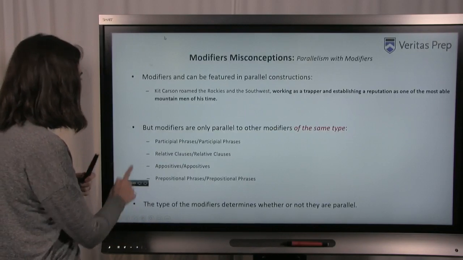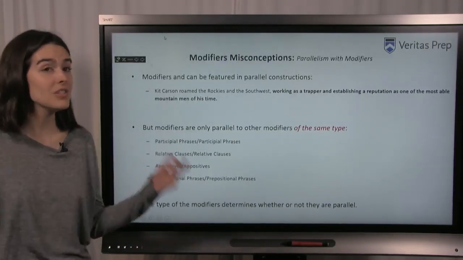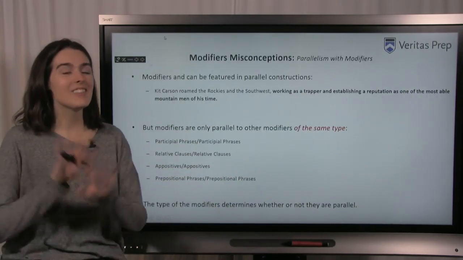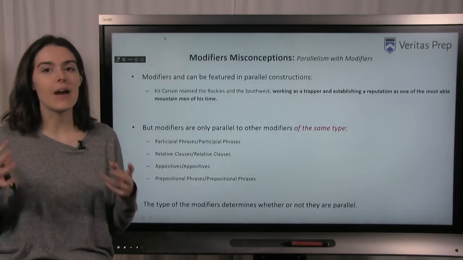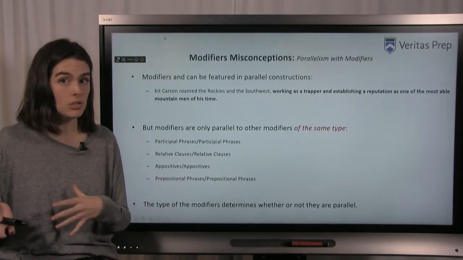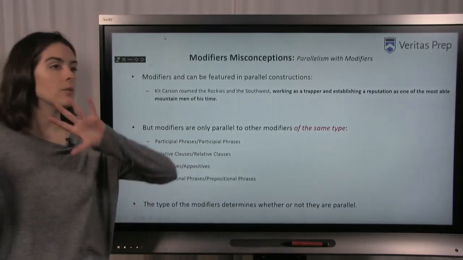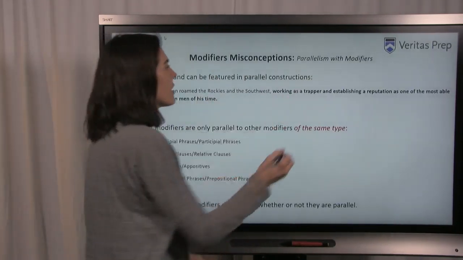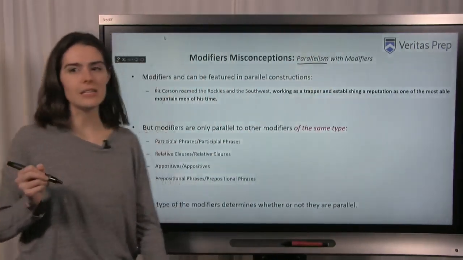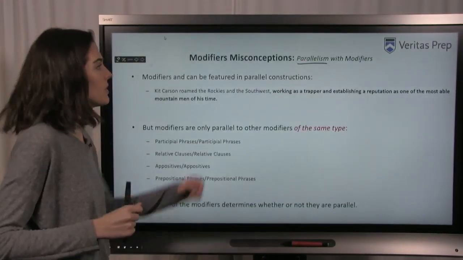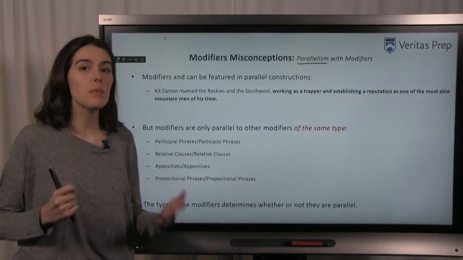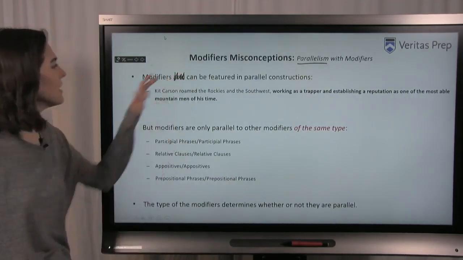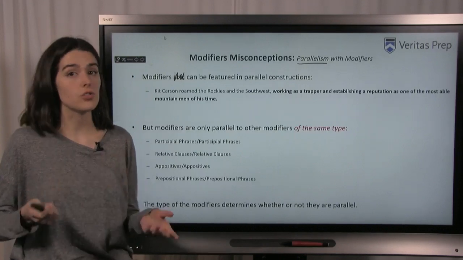All right, moving on to our last modifier misconception. So this is not one where it's about describing the closest thing, right? The first three were all kind of breaking that rule about how modifiers describe the thing that's closest to them. Now here, okay, we've talked about our four different modifiers. We talk about how they sometimes break the rules. Now we're going to talk about modifiers in parallelism, right? So we're going to go ahead and look at parallelism with modifiers. Now modifiers can be featured in parallel constructions, right?